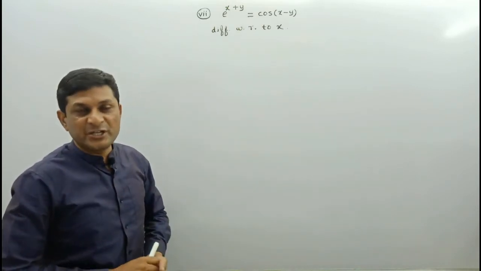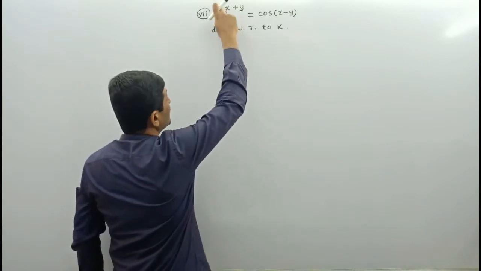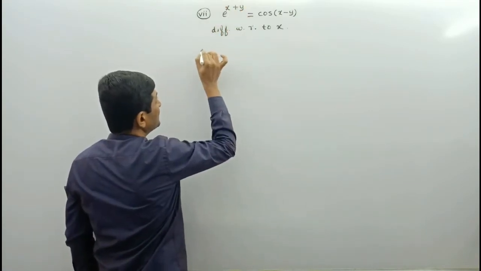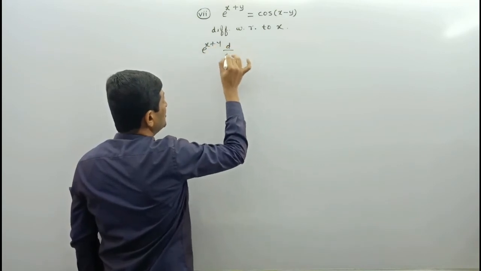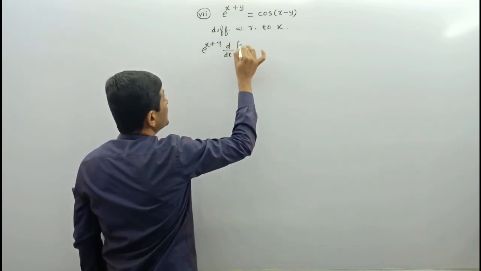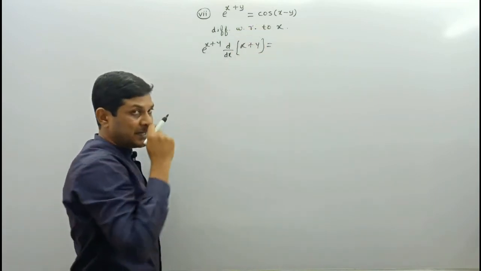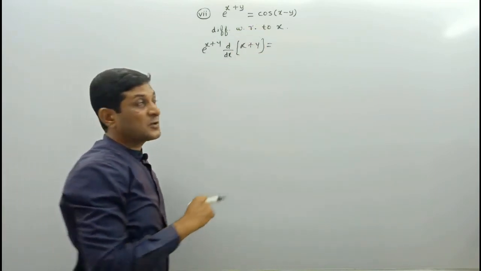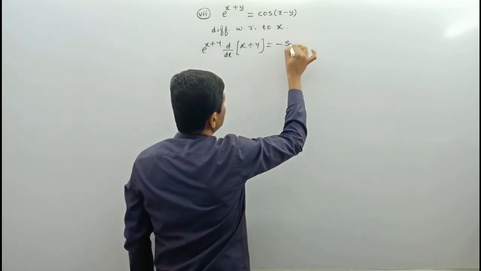Let us differentiate it with respect to x. If you observe the left hand side, it is in the form of e raised to power f of x. Its differentiation is e raised to power f of x into derivative of f of x. What is f of x? x plus y. And on this side, what is the function? Cos f of x, so its derivative is minus sin f of x.